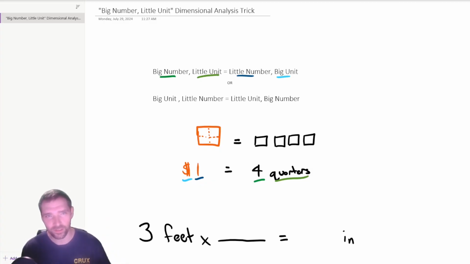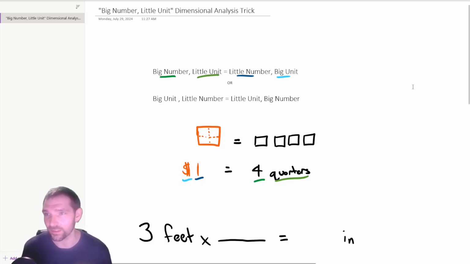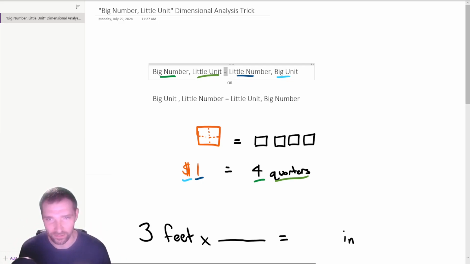I'm going to show you a trick called big number little unit that a lot of my students found very useful when they're doing dimensional analysis. It sounds kind of like caveman speak to me, but it's basically a way of showing an equivalence, or showing that two things are equal.